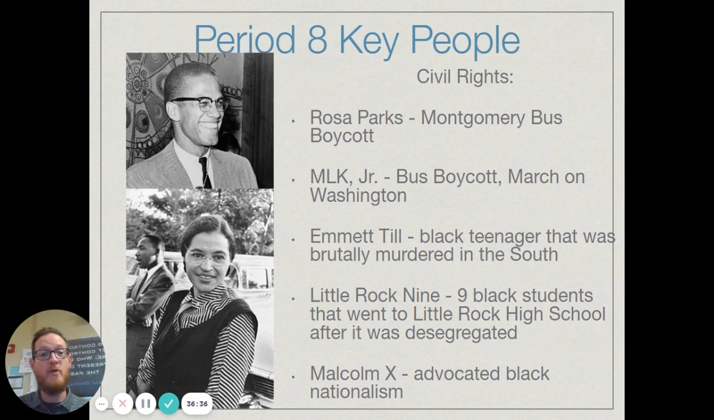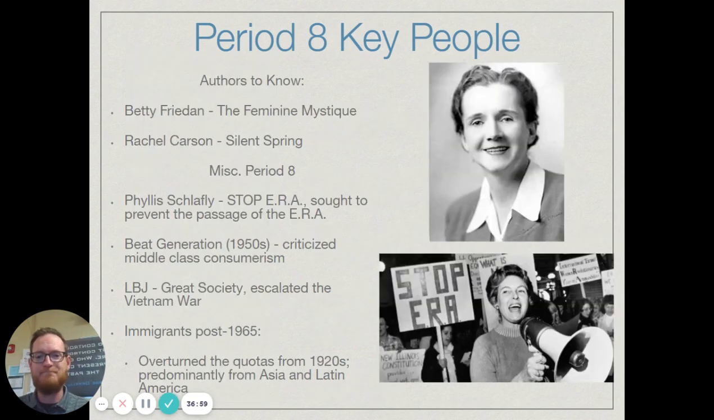The Little Rock Nine, we mentioned Little Rock High School. Those are going to be the nine black students that are escorted in by the military to the high school there after it is segregated. I mentioned Malcolm X previously, but he is going to advocate black nationalism and again have a little bit of a different attitude towards how to achieve equality compared to Martin Luther King Jr. Again, both MLK and Malcolm X would be assassinated.